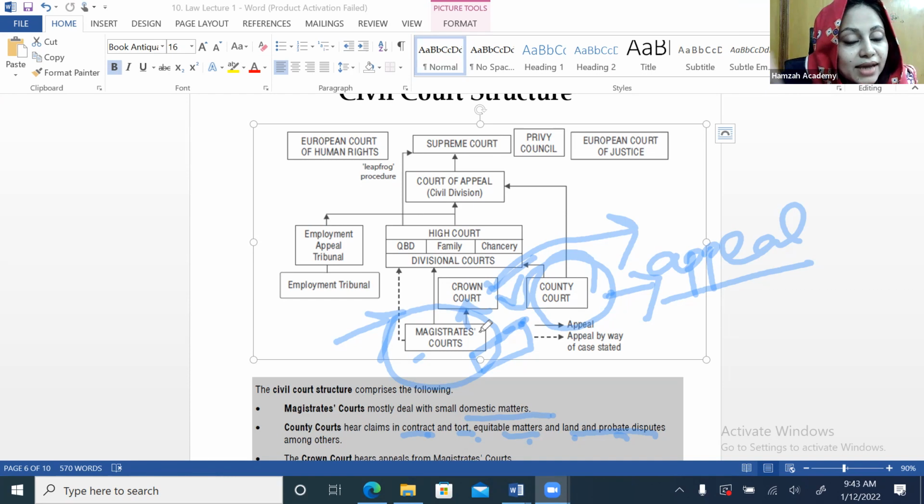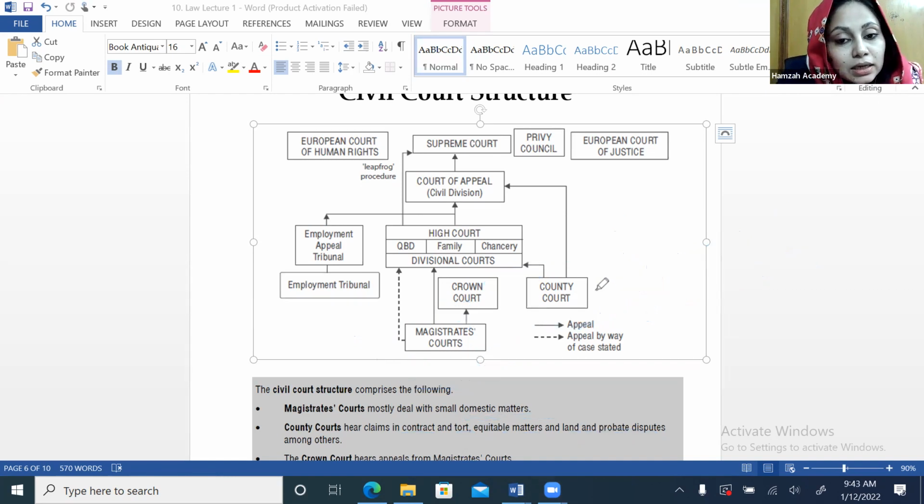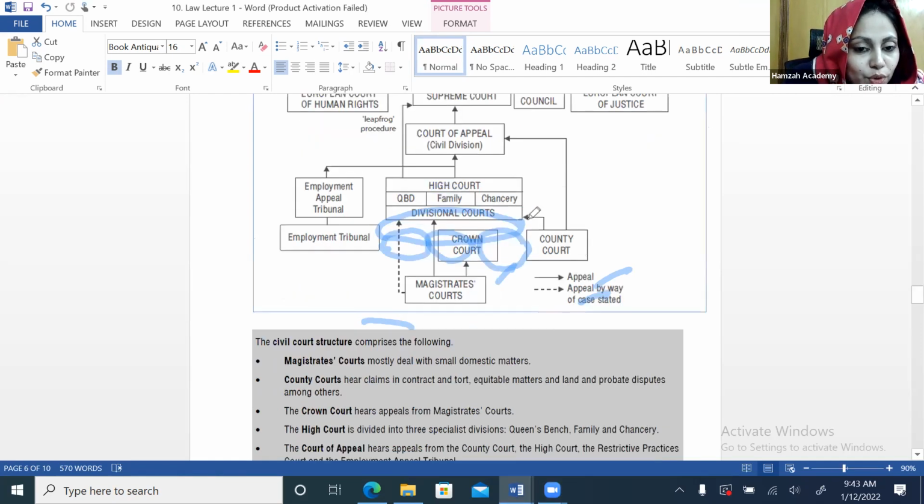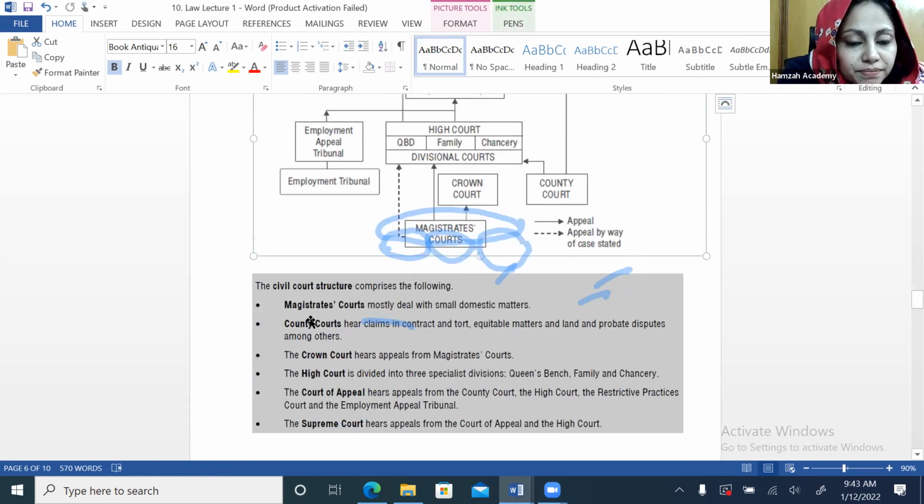Okay. The next is, after the county court, there is a High Court, which is superior to the county court. It has three divisions: QBD, Queen Bench Division, Family Division, and Chancery Division. Okay, now what is the High Court? The High Court is divided into three special divisions: Queen Bench Division, Family Division, and Chancery Division. Queen Bench Division and Family Division deal with the appeals of Magistrate Court and County Court.